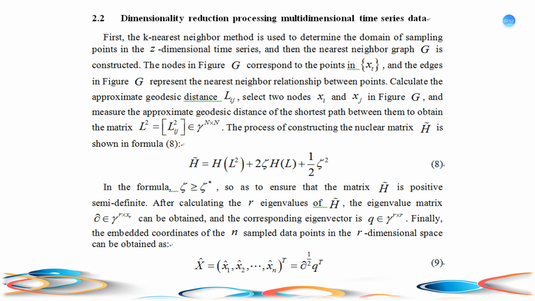In the formula, so as to ensure that the matrix is positive semi-definite, after calculating the R eigenvalues of H, the eigenvalue matrix can be obtained, and the corresponding eigenvector. Finally, the embedded coordinates of the m sample data points in the R-dimensional space can be obtained as follows.